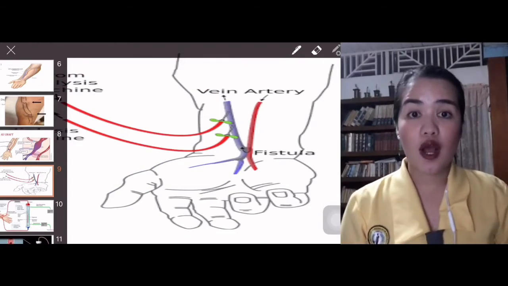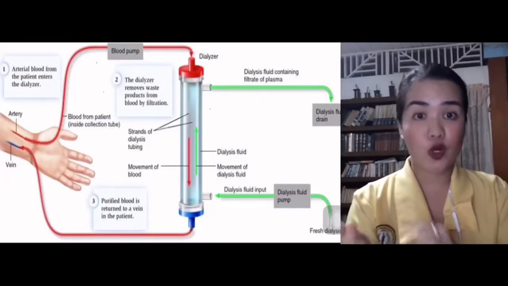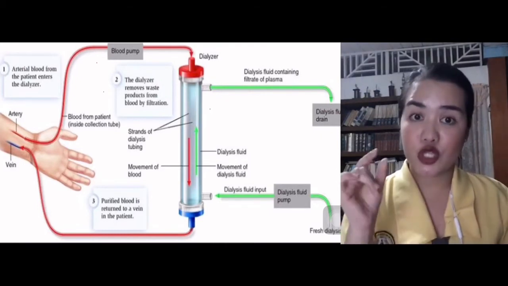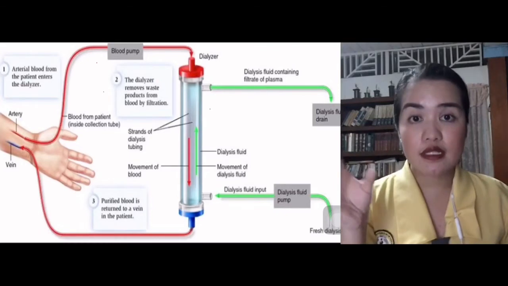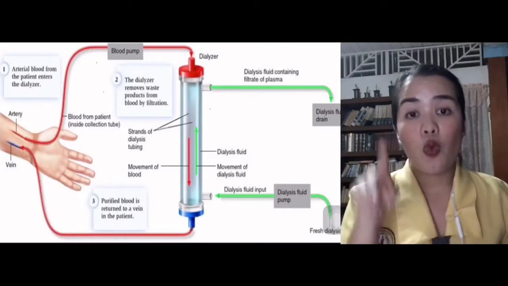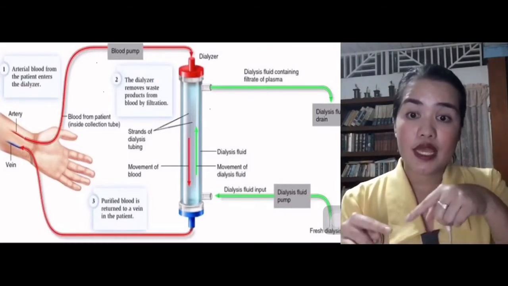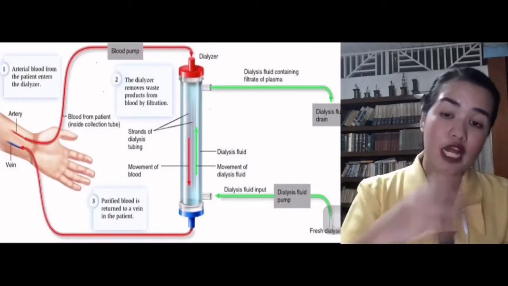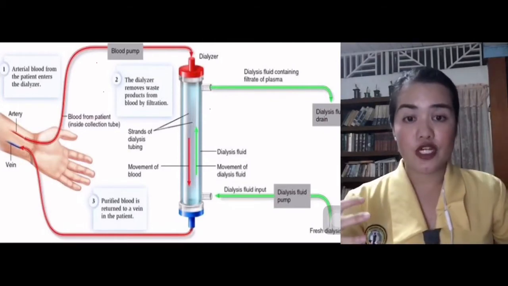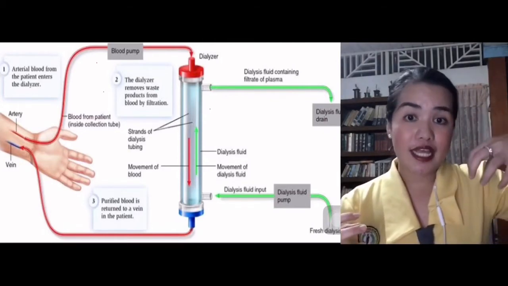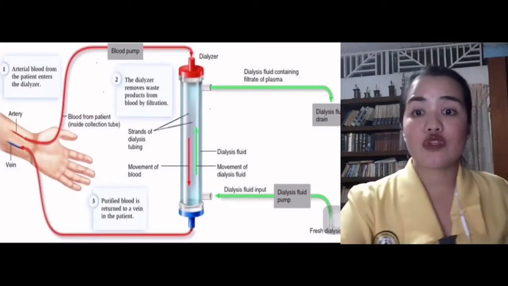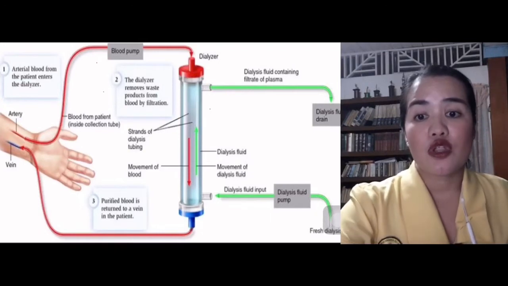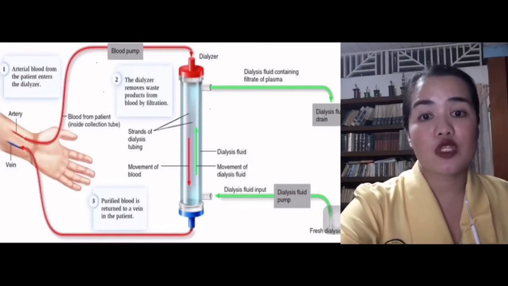Okay, so let us say, for example, we're going to use the AV fistula since it is the most preferred site. Once it is healed, the nurse will insert two needles. One needle is for the passage of blood from the patient to the dialyzer, and one needle with a collection tube, of course, is for the passage of blood from the dialyzer back to the patient. So the arterial blood from the patient enters the dialyzer through the collection tube.